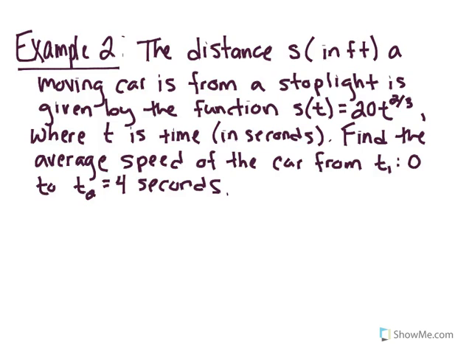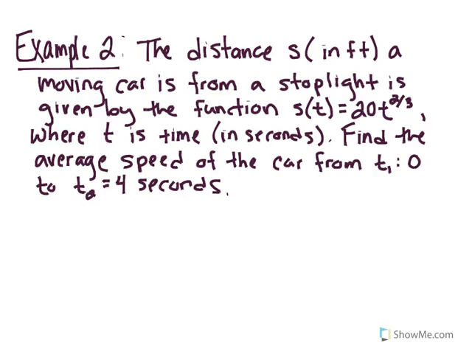Alright, so here's our word problem. The distance s in feet a moving car is from a stoplight is given by the function s of t equals 20t to the 2/3, where t is time in seconds. Find the average speed of the car from t1 equals 0 to t2 equals 4 seconds. So we're going to grab our formula for average rate of change.